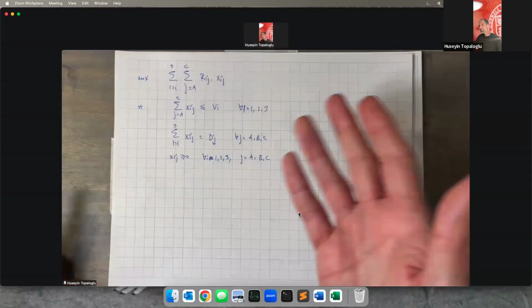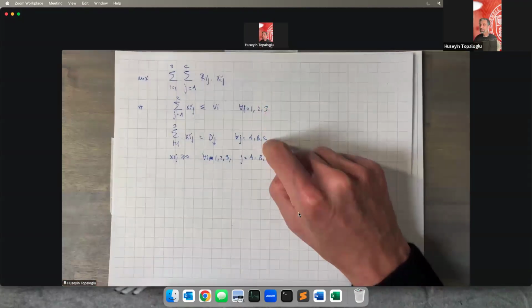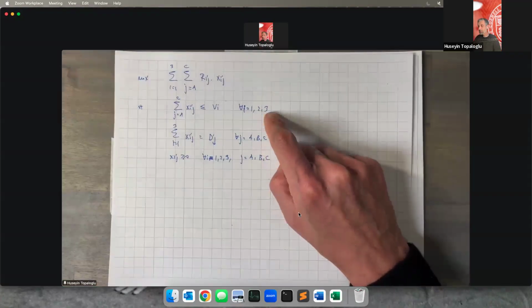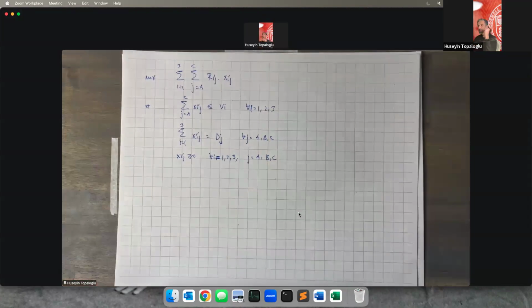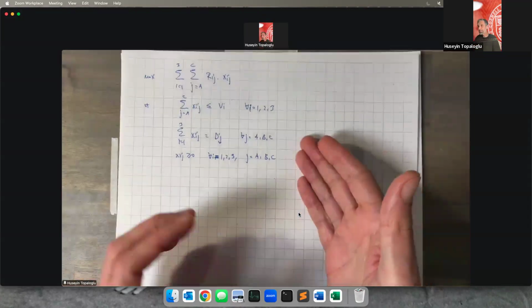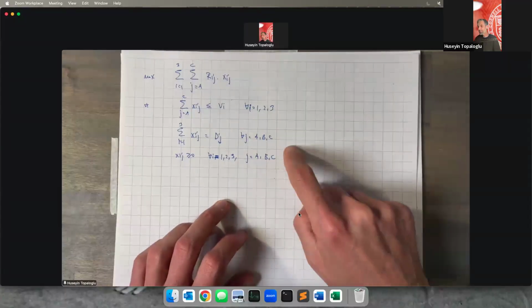Okay, good. So now when you have a formulation like this, instead of having 3 different visitor types and 3 different advertisers, if you had 10 different visitor types and 10 different advertisers, this formulation would still stay the same. The only thing that would change would be the index sets, but the formulation would still be the same.